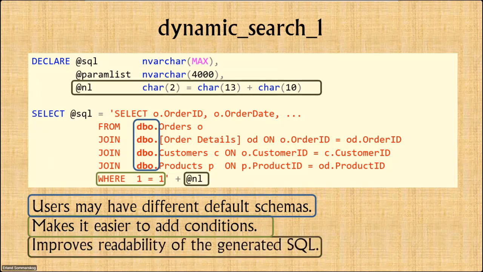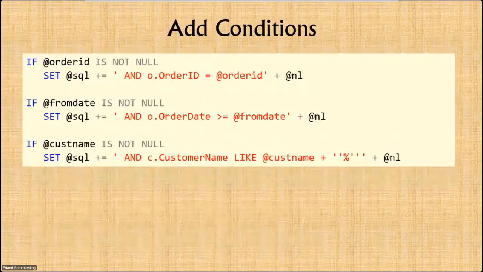And finally, this one, @NL, add new line. So this is simply a constant of carriage return line feed. The reason is that I want my dynamic SQL to be decent and pretty, because every once in a while I will need to look at it, and then I can read it. It's also split over multiple lines, which is nice, because then I can have line numbers to see whether I did have an error. And then I go on and add conditions.